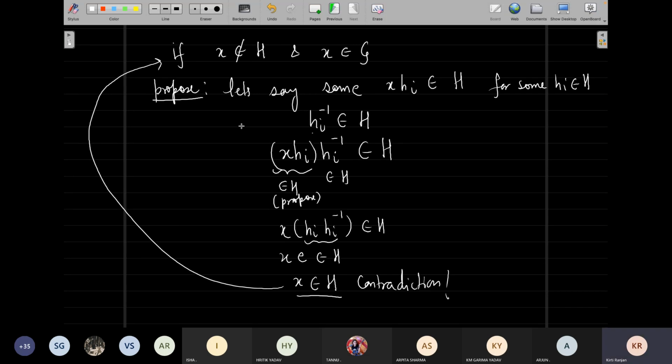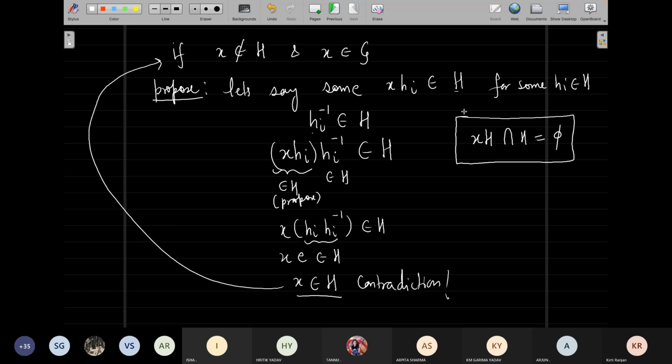We are saying that the only possibility for X hi, even if a single element, to be in H is that X belongs to H. If X does not belong to H, then you cannot have any element of XH common with H. That means that the intersection of the two has to be a null set. Questions on this part? It's a very important thing to remember.